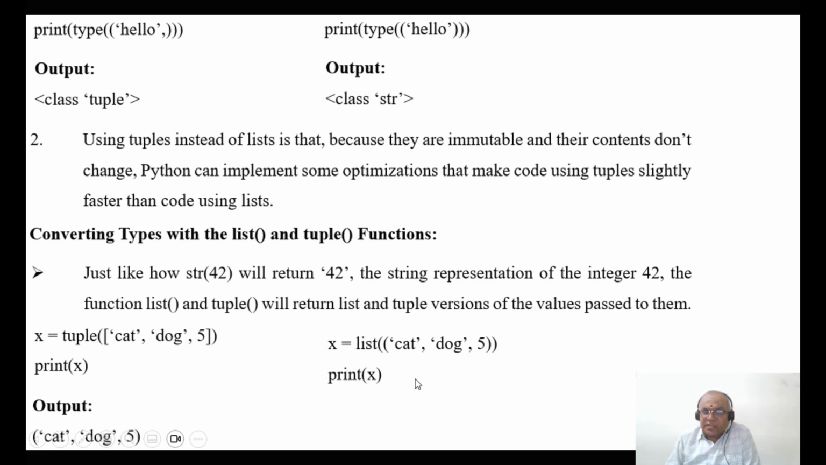What will the print x output be? It will be the list containing cat, dog, 5. So you can see that you have a square bracket, and in that you have the values cat, dog, and 5.